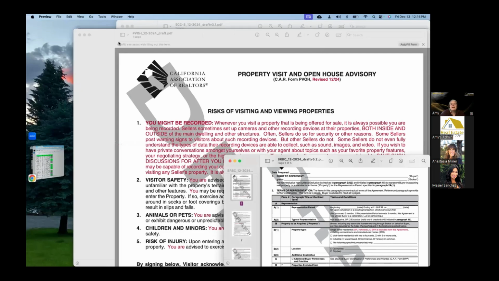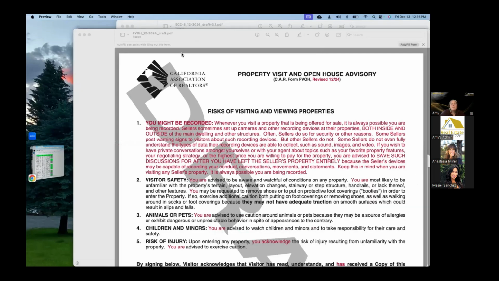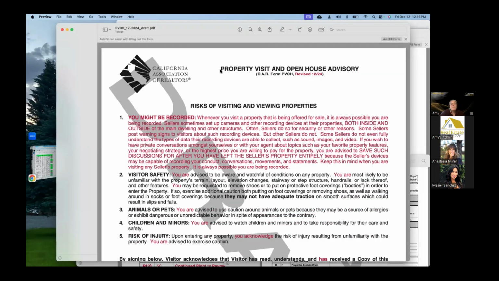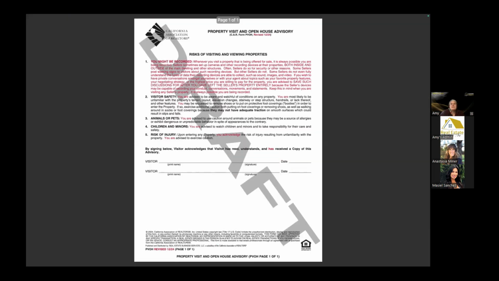All right. The next one: there are the 2 open house forms that are here. One is the property visit and open house advisory. It's not a new form. I think we've talked about it one other time ever in my history of being an agent or broker. This is the second time. I'm going to give you advice: use this form in conjunction with your BRBC, your buyer representation agreement. Use this property visit and open house advisory, the PVOH.